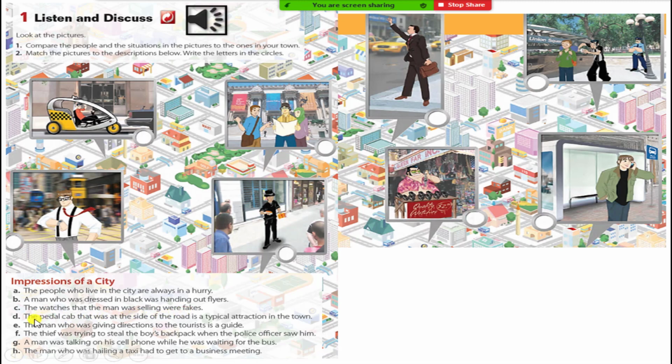D. The pedal cab that was at the side of the road is a typical attraction in the town. E. The man who is giving directions to the tourists is a guide. F. The thief was trying to steal the boy's backpack when the police officer saw him. G. A man was talking on his cell phone while he was waiting for the bus. H. The man who was hailing a taxi had to get to a business meeting.